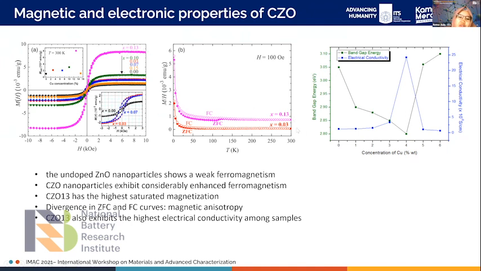And also in this curve, we can see the divergence between the zero field cooling and field cooling, and this could indicate magnetic anisotropy in copper doped oxide. And at 13% of copper, or X equal to 4% copper weight percentage here, the electrical conductivity also differs quite well. Here, the electrical conductivity is the highest among the samples. So that could be a strong indication of a relation between magnetism and oxygen vacancies.